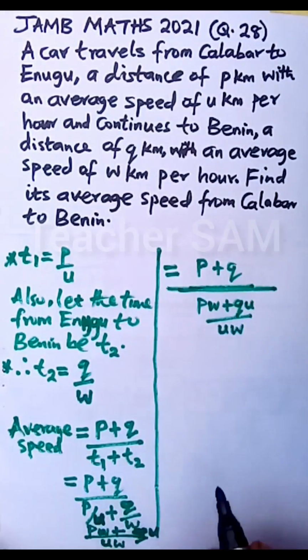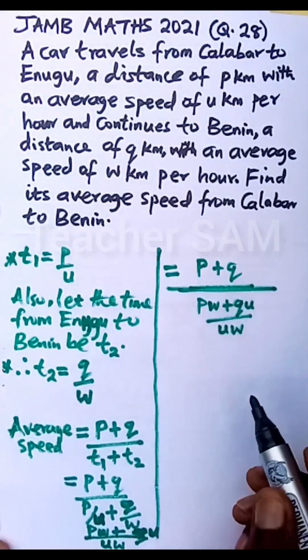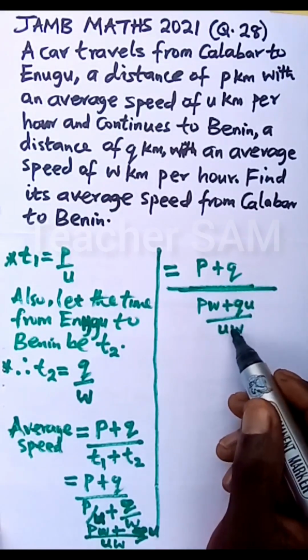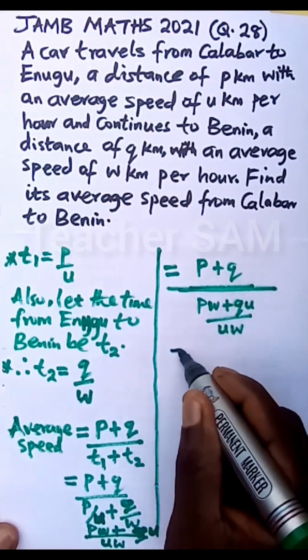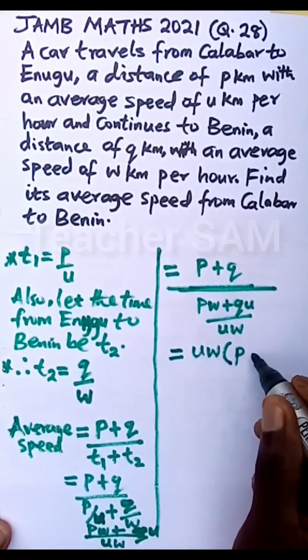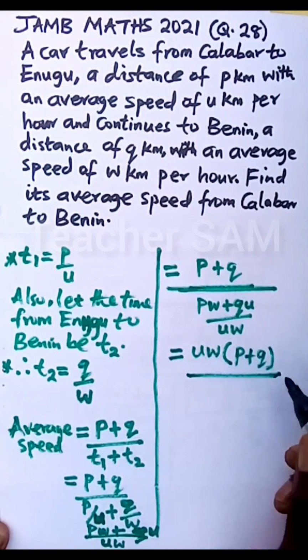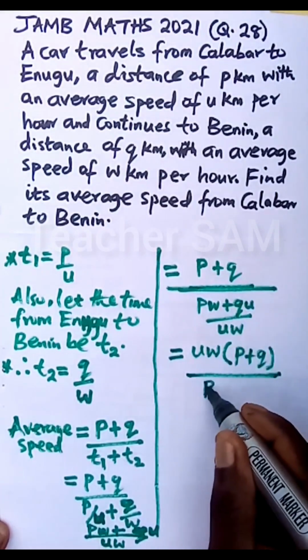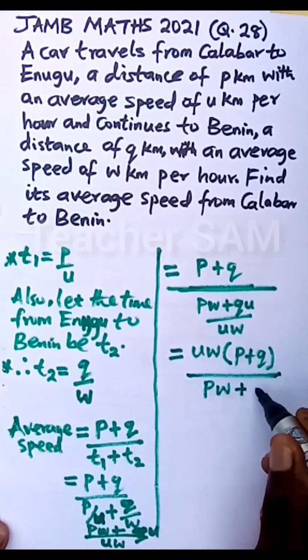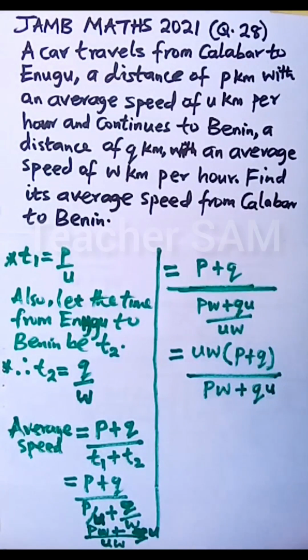Now, you know that since we have a fraction below as the denominator, we can invert this. This denominator will go up. So we have UW times P plus Q all over PW plus QU. So that is what we have at the end of the day. So this is the answer to our question.